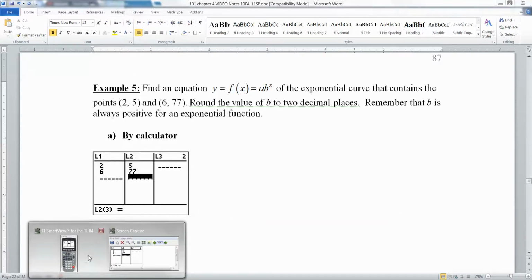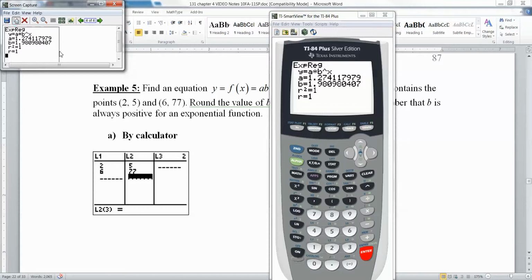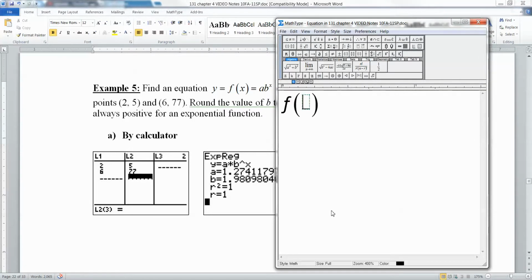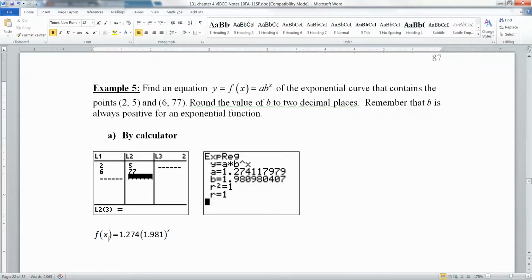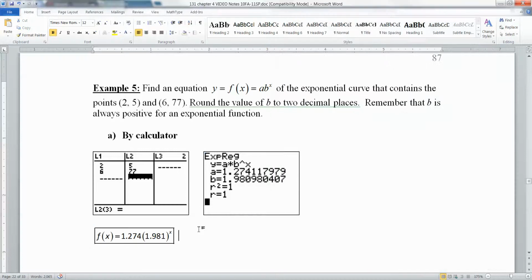Okay, and then you go to Stat, Calc, 0, which is exponential regression. And again, I'm on the old system, so I can just press Enter because my data was in L1 and L2. So there it is right there. Let me take a picture of it and then paste it in. So that means that for us, f of x is equal to 1.274, that's my a, times 1.981 to the x. There we go. Done. Did it by calculator.